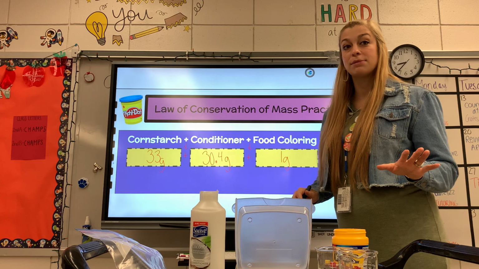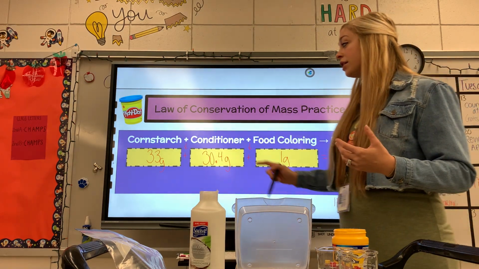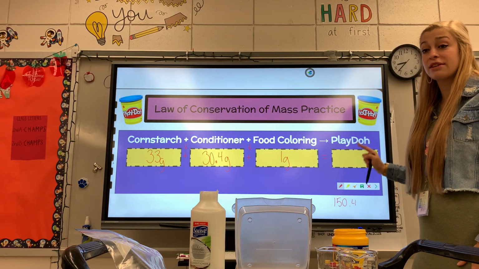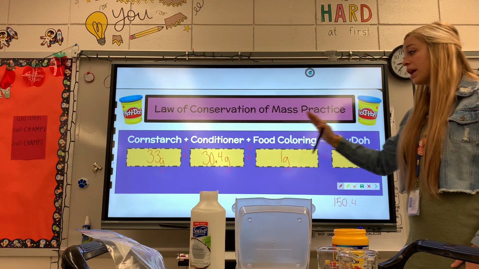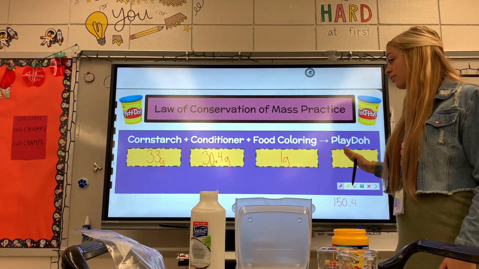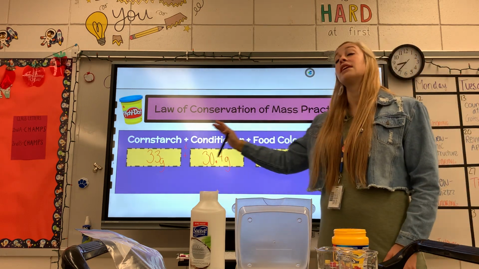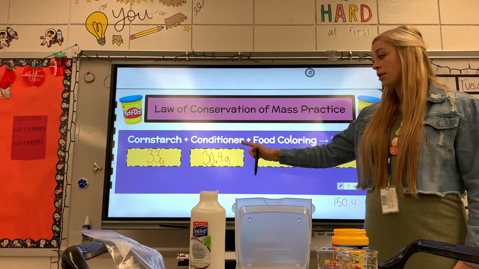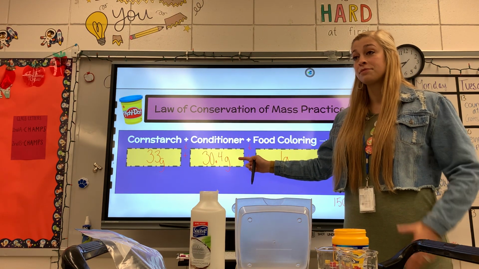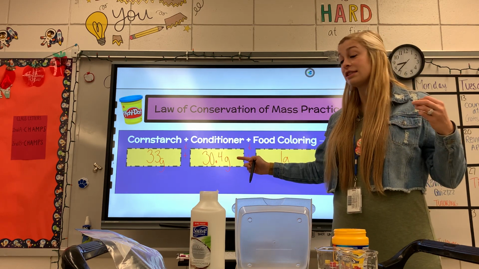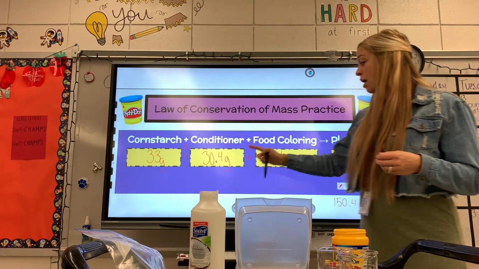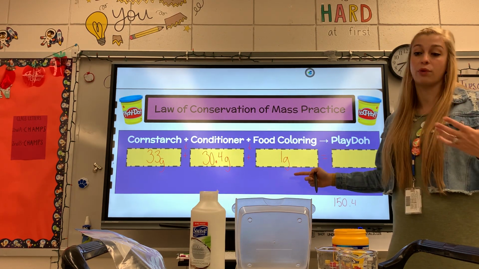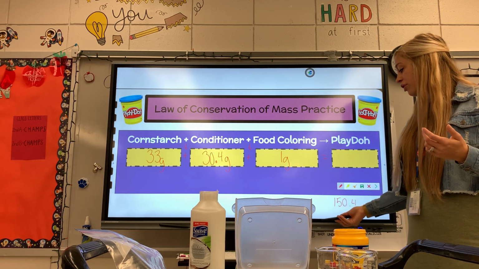So before I mix these all up, let's pause for a second. If we know the mass of our reactants, we should be able to determine what the mass of our product should be. So we have 3 reactants. The mass of our product must equal the mass of all of our reactants combined. So 33 plus 30.4, you can use a calculator, you can do this in your head, that would give us 63.4, plus 1 should give us 64.4.